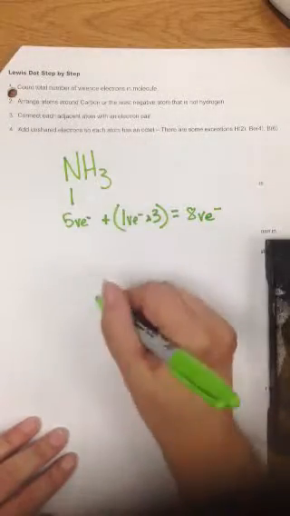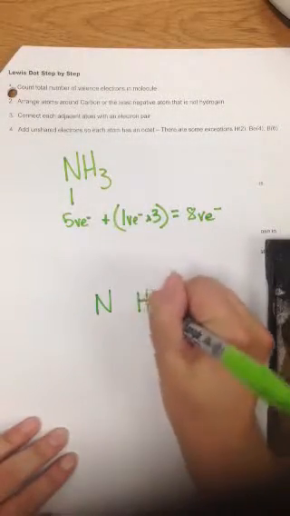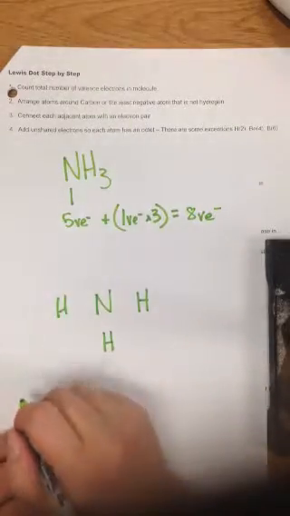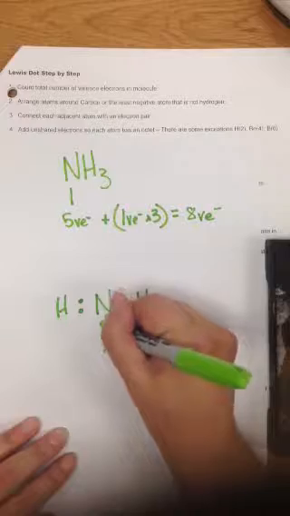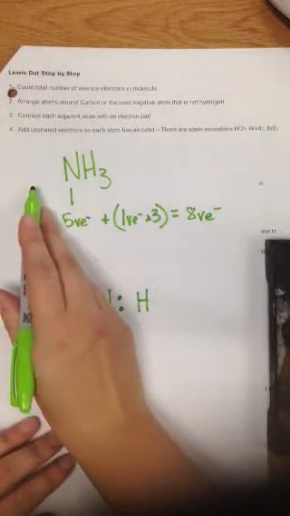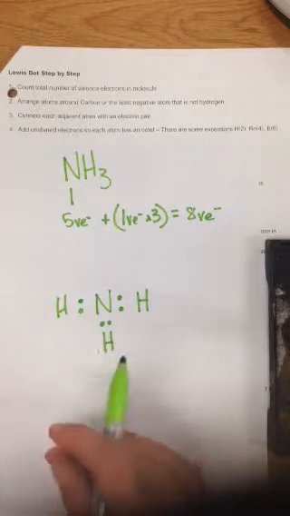All right, so I'm going to put nitrogen in the middle, and then I'm going to put my hydrogens around. Okay? It says connect each adjacent atom with an electron pair. So I'm going to connect. There's my pair. Cool. Then number 4 says add unshared electrons so each atom has an octet.